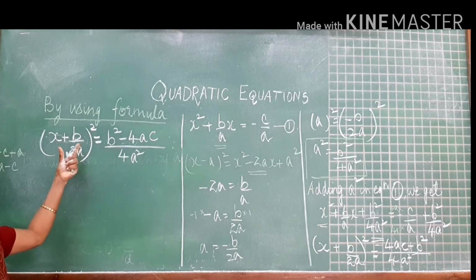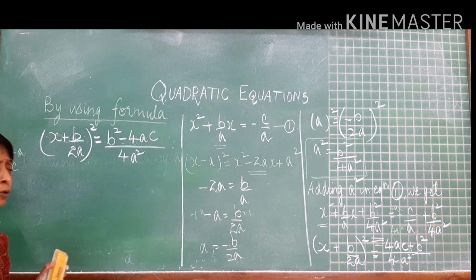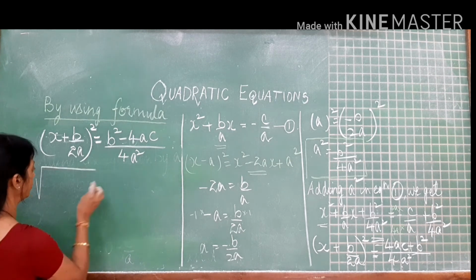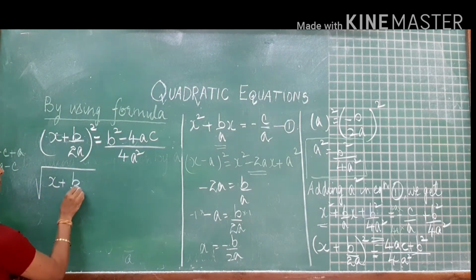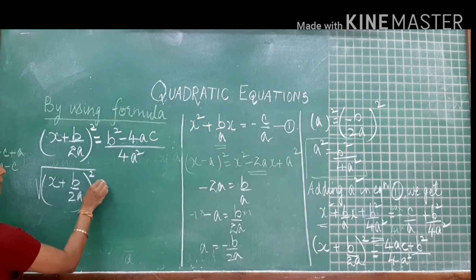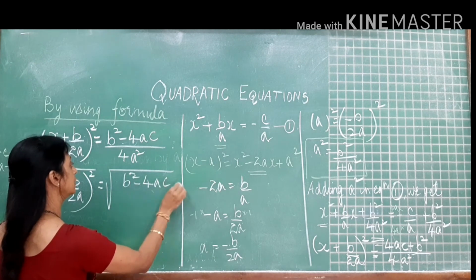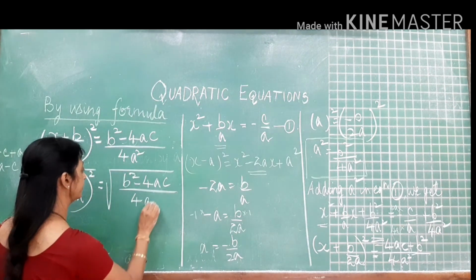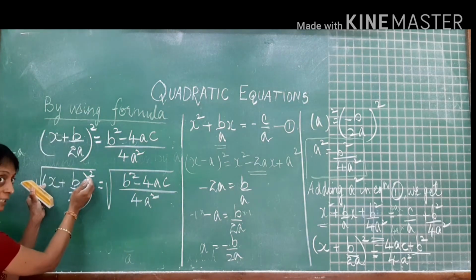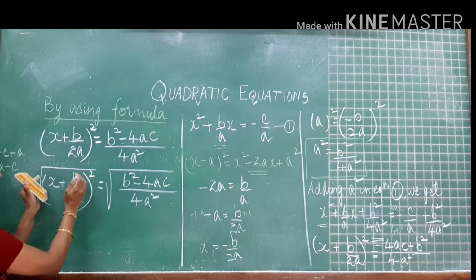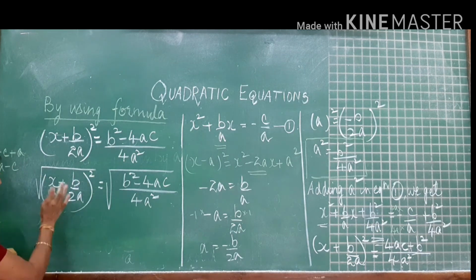Now children, on the left hand side you have a square term. You have to get only the value of x plus b upon 2a, and finally the value of x. So what do you do with this? Taking the square root on both the sides. So square root of the left hand side, square root of the right hand side. This you can term it as your a term. So square root of a square will be only a. And what is your a over here? You can say x plus b upon 2a.